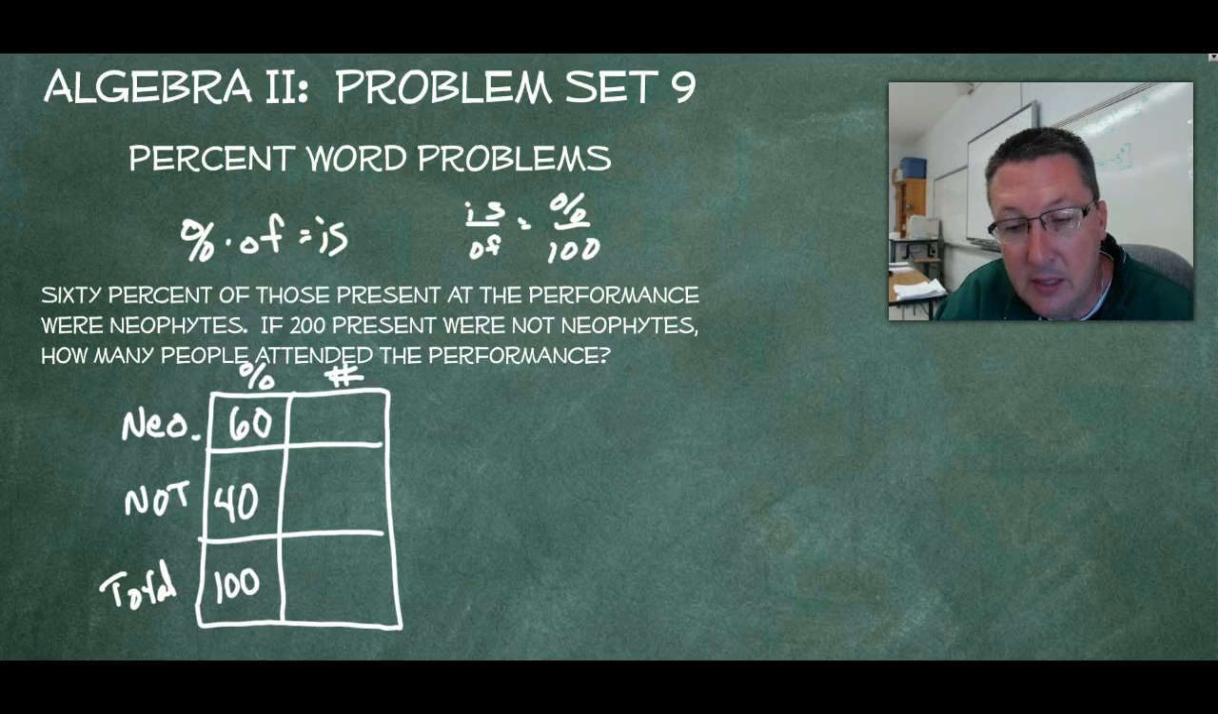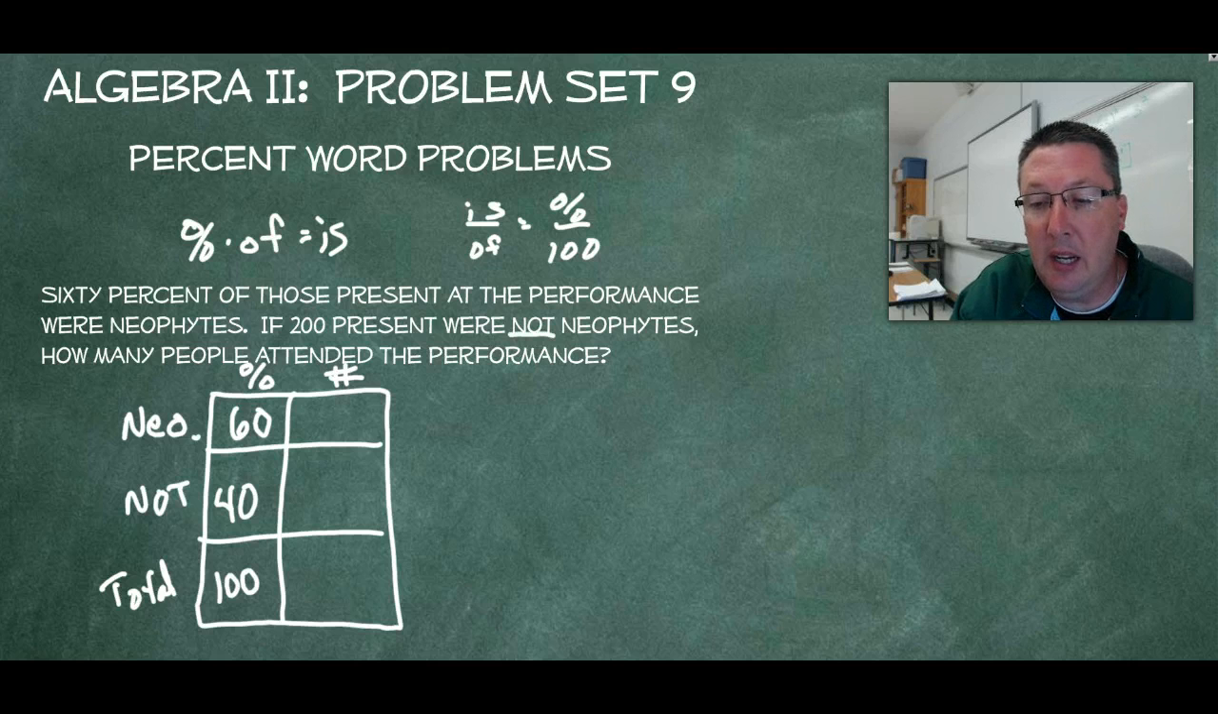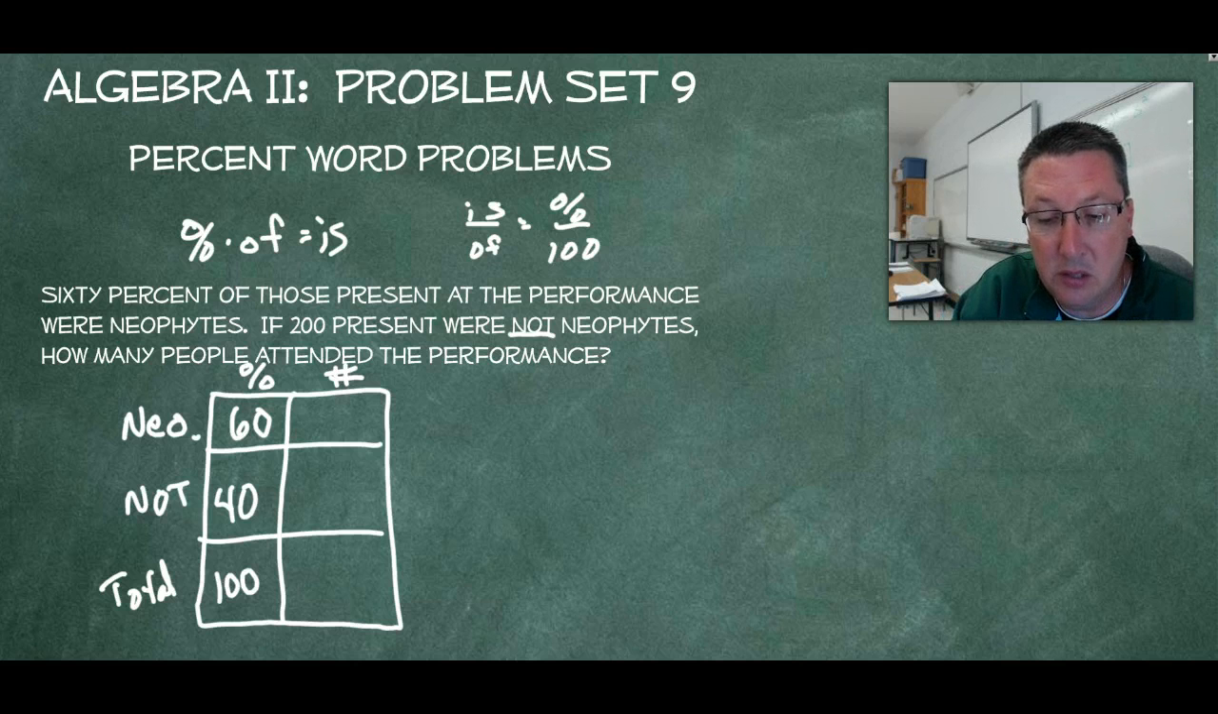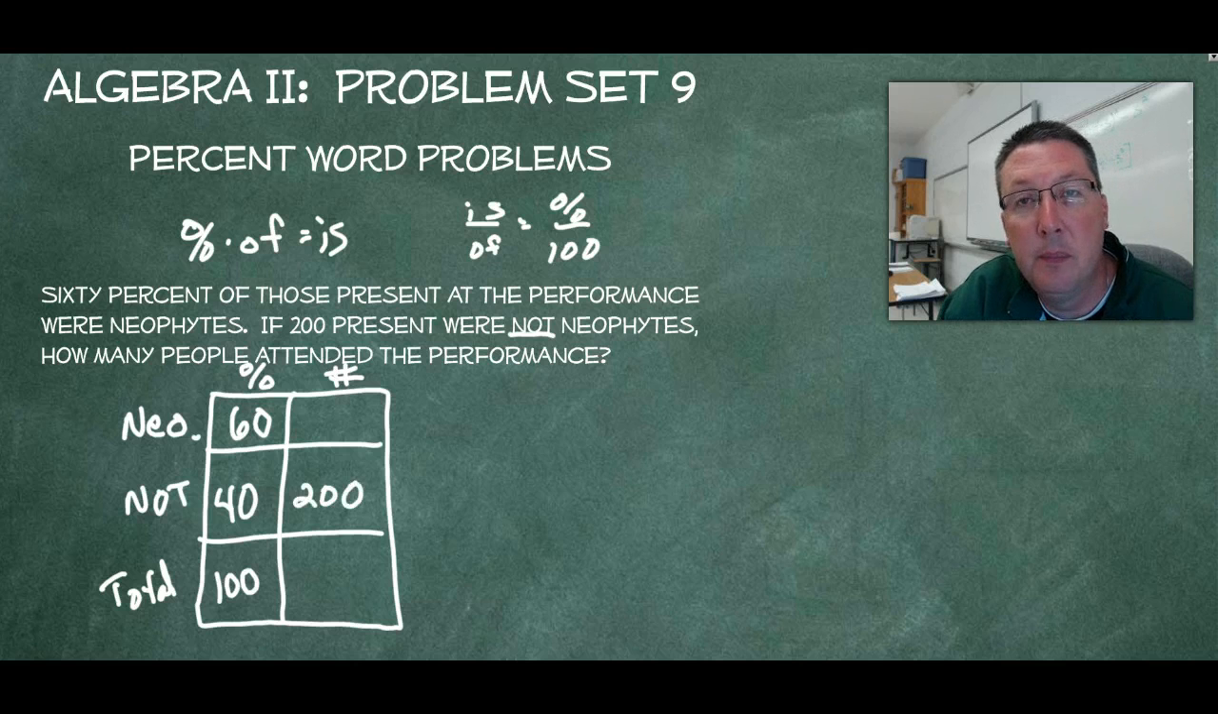Now we look for the actual numbers. If 200 present were not neophytes, how many people attended the performance? So 200 were not neophytes. The biggest challenge on this is making sure we get the numbers in the right box, so make sure we put it in the correct place. So 200 were not, so 200 nots. And we want to know how many people attended the performance. That is referring to our total.